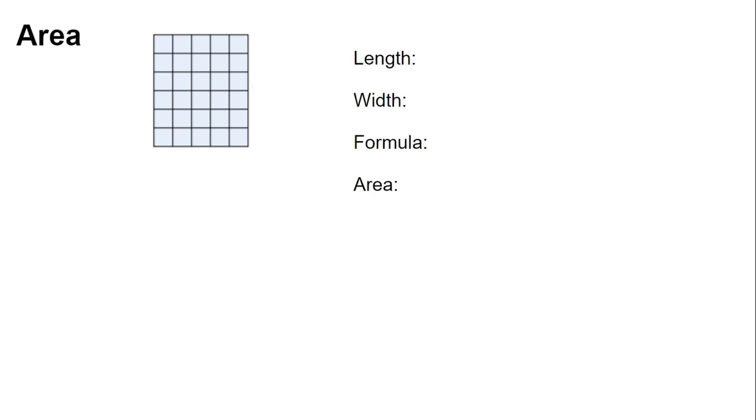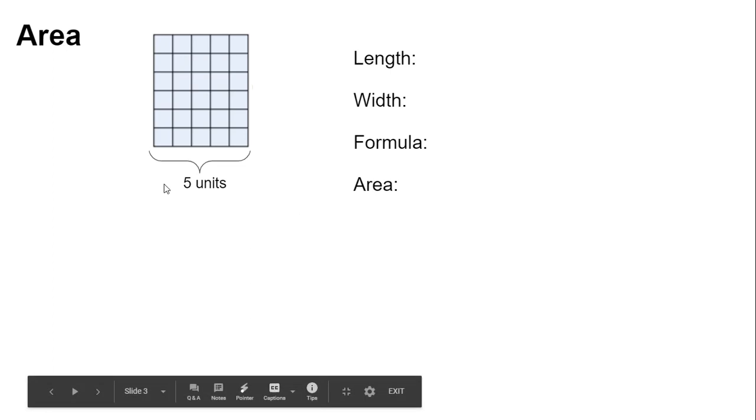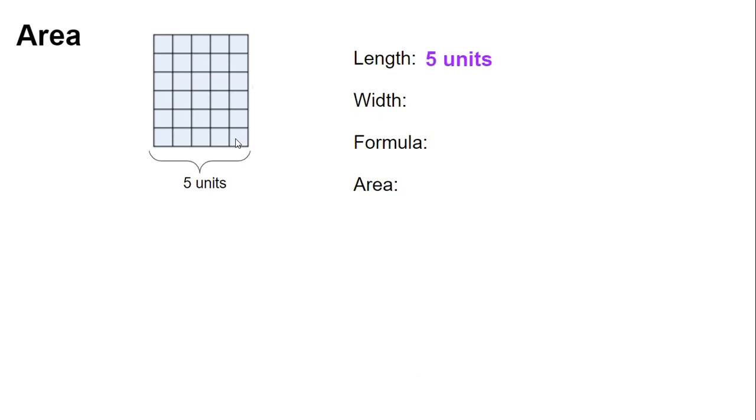Notice the rectangle on our left. This is a two-dimensional figure, which means it's a flat shape. Here we have a length and a width, and we're going to use both of those to find the area. The length is 5 units because there's 5 units going across. 1, 2, 3, 4, 5. The width is 6 units because there's 6 units going back. 1, 2, 3, 4, 5, 6.